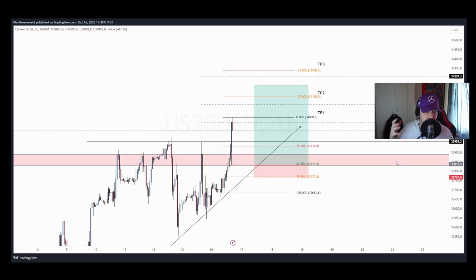Okay, so now we're back and we're on the 1 hour, and as you guys can see, US30 broke above this resistance zone over here and is now gonna turn it into support. But we need to identify where exactly we need to enter this trade. So that's where the Fibonacci comes in.